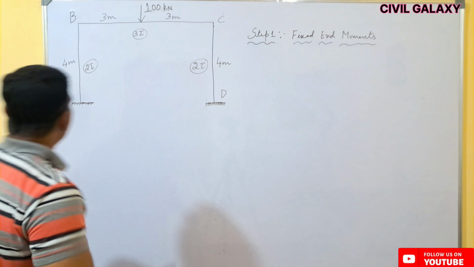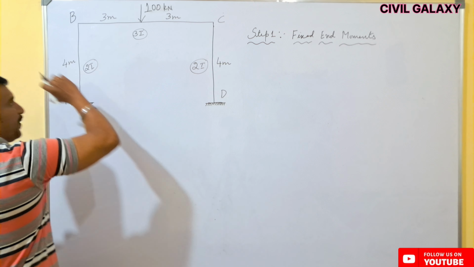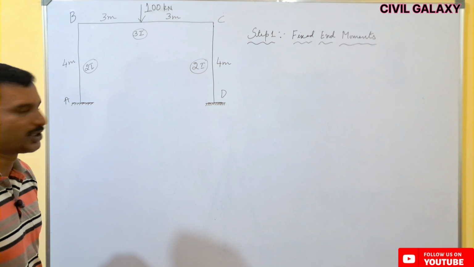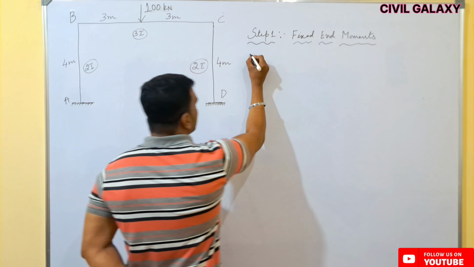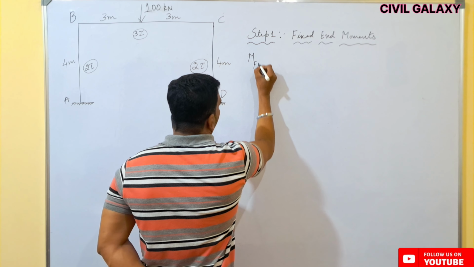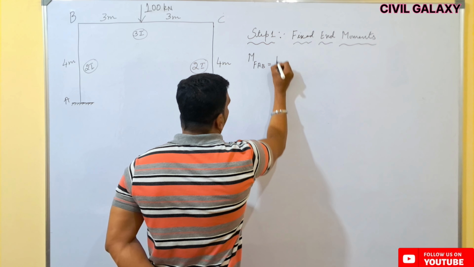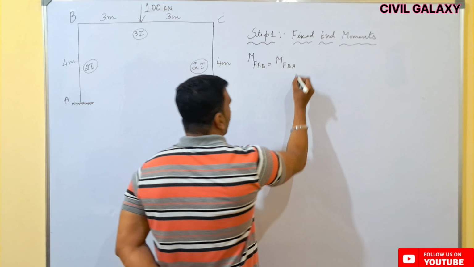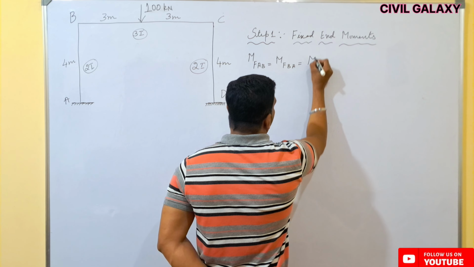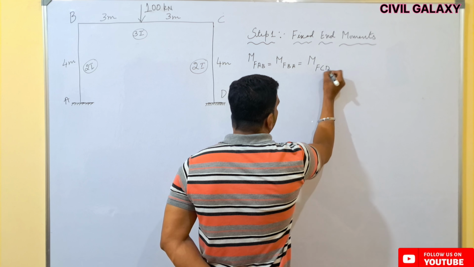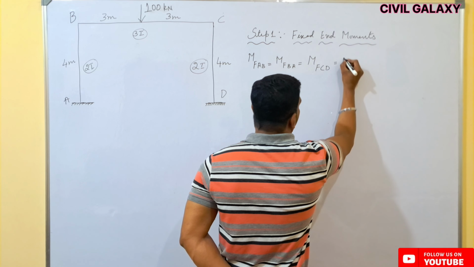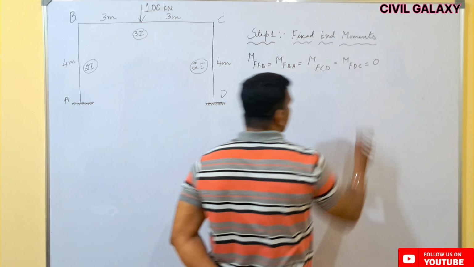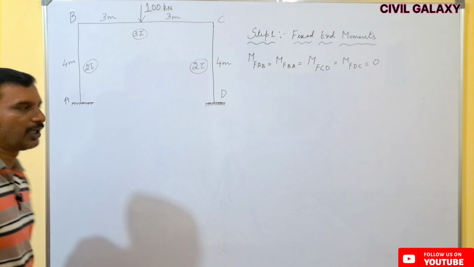See here, if you observe, the spans AB and CD are not carrying any external loading. So the fixed end moment from A to B, the fixed end moment from B to A, the fixed end moment from C to D and the fixed end moment from D to C are equal to 0, since there is no external loading.